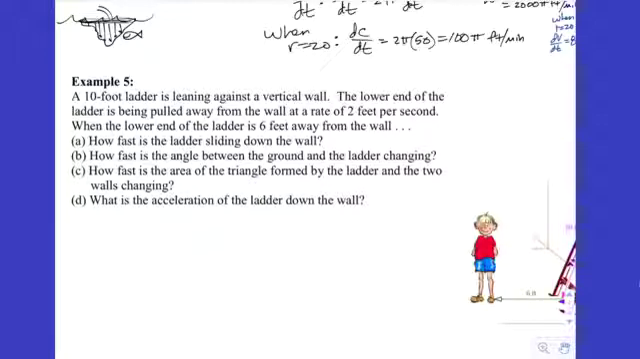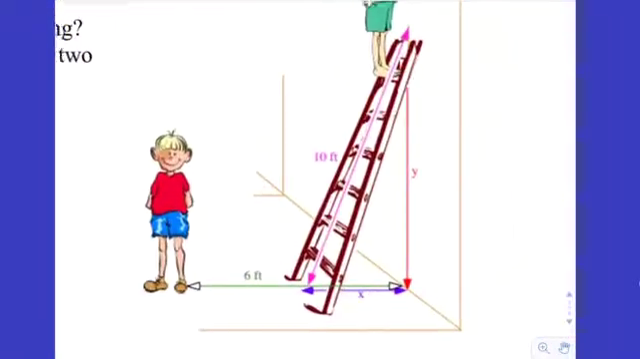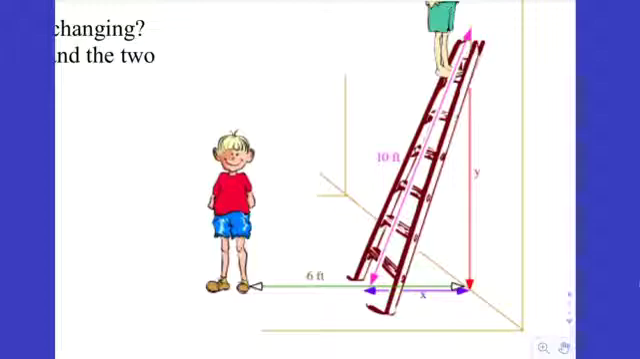these questions. How fast is the ladder sliding down the wall? How fast is the angle between the ground and the ladder changing? How fast is the area of the triangle formed by the walls and the ladder changing? And what's the acceleration of the ladder down the wall? All right, so what we're going to do is draw the picture. The picture is kind of already drawn for us. It looks like we've got a triangle here.